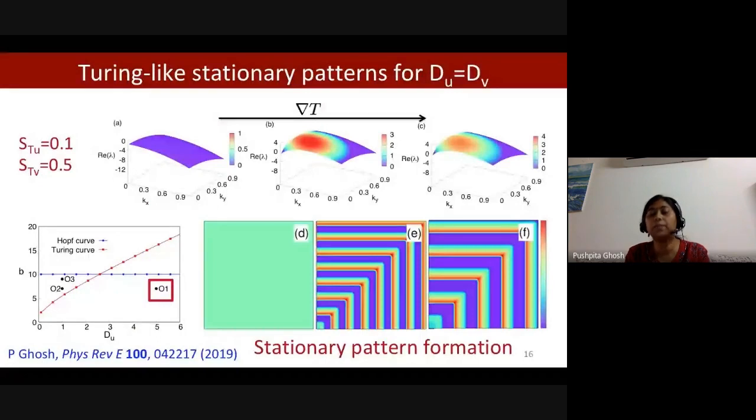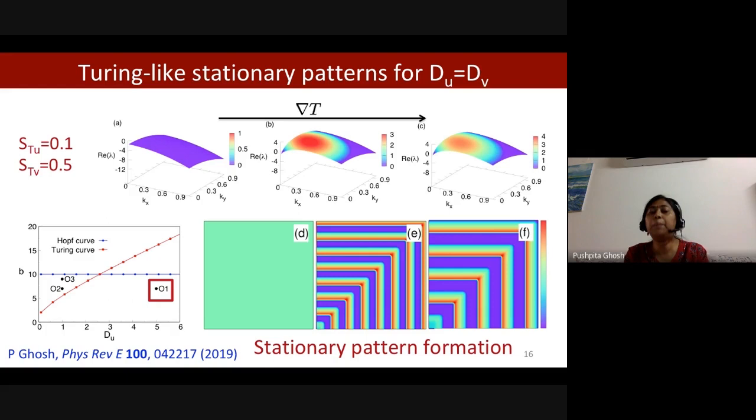Now the question is, when we have equal diffusion coefficients, I didn't mention again that there are these Soret coefficients, S_TU and S_TV. The sign and the magnitude of the Soret coefficient tell you about the mobility around the hot end of the reaction chamber or towards the cooler region. A positive sign tells you that the species moves toward the cooler region, and a negative sign implies that, because of thermodiffusion, they are moving towards the hot end of the reaction chamber.